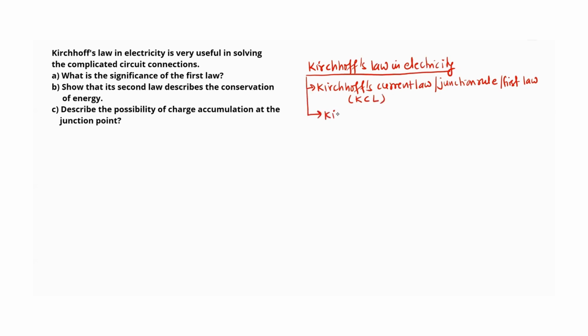Next, Kirchhoff's voltage law, and we apply the voltage law to a closed loop. So it is also called the loop rule, and it is also called Kirchhoff's second law. So in short, we can write KVL. Okay, so we have this, and we apply Kirchhoff's rules to a junction and to a closed loop.